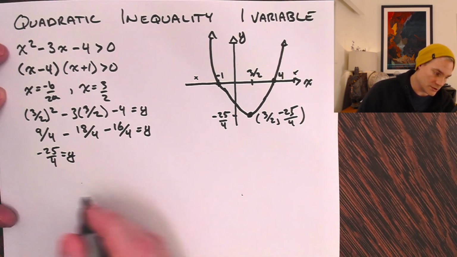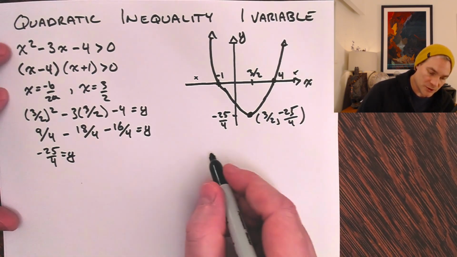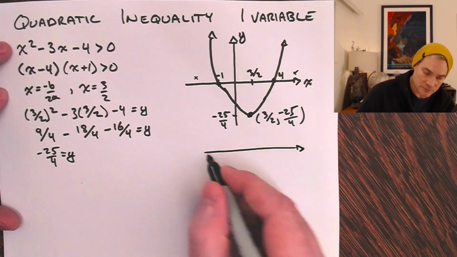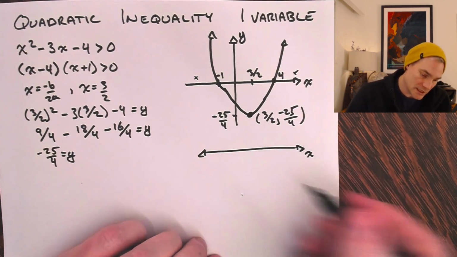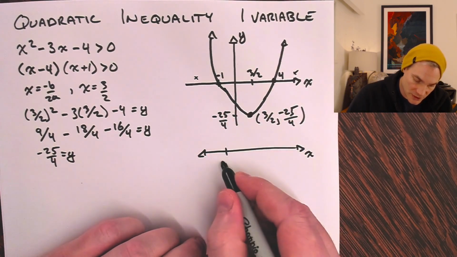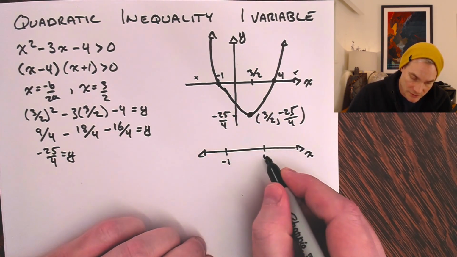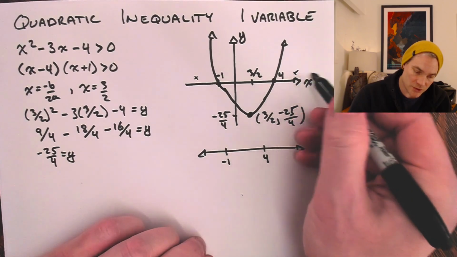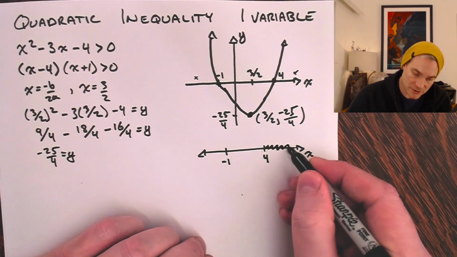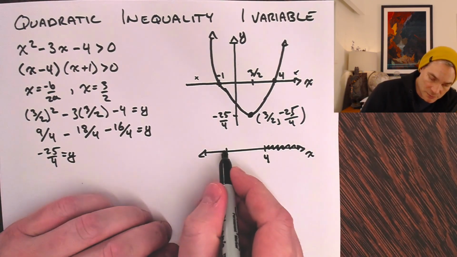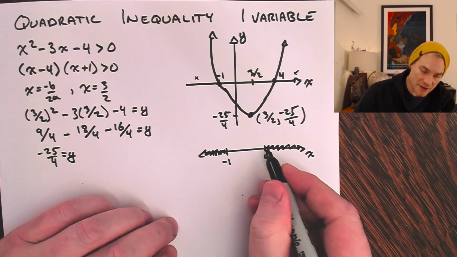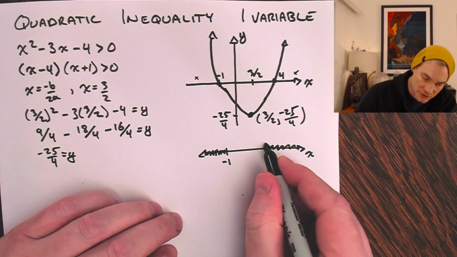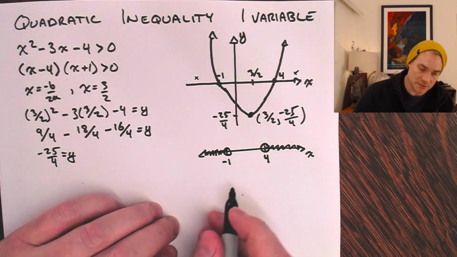So we can do this as a number line. So this is my number line of x. And my roots are at -1 and 4. I know that the outer regions are positive. This is part of my solution set, and so is over here. But the points at 4 and -1 are not, so we can draw open circles there.